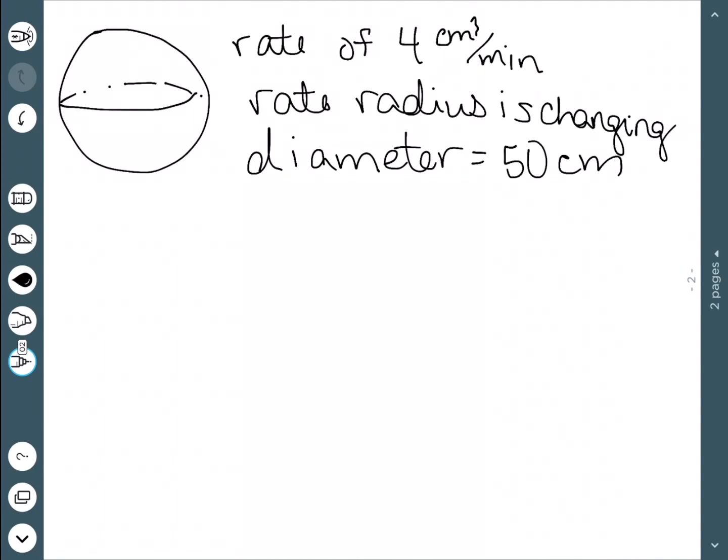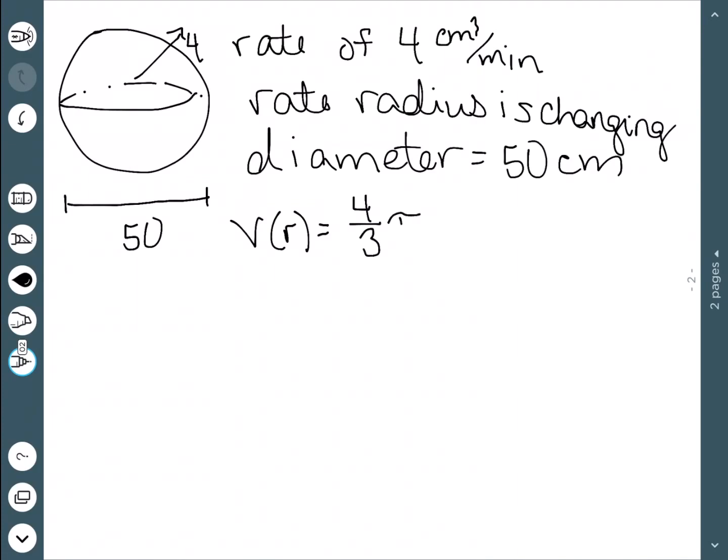So this seems like a complicated problem, but let's think about what's going on here. We drew our diagram, and we can go ahead and label things. We know the diameter is going to be 50 centimeters, and we know that this thing is increasing at a rate of 4 cubic centimeters per minute. So the volume is increasing. The second thing to do was to use geometry. Well, we have a sphere, and I just said the volume was increasing, so let's think about the volume. So the volume of a sphere, I'm going to call it V of R, is 4/3 pi r cubed.